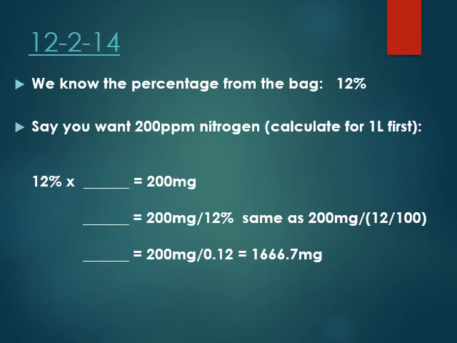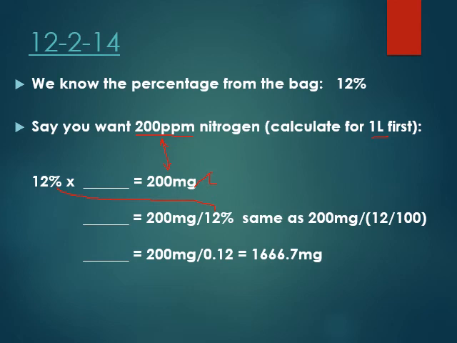So let's say we know the percentage and we want 200 ppm nitrogen. We're going to do this for 1 liter. So that means 12% of something is going to equal 200 milligrams, because that's what we want for ppm, right? We want milligrams per liter. So 12% of some weight is going to give us 200 milligrams. If we divide both sides by 12%, that means 200 milligrams divided by 12% will give us our answer.